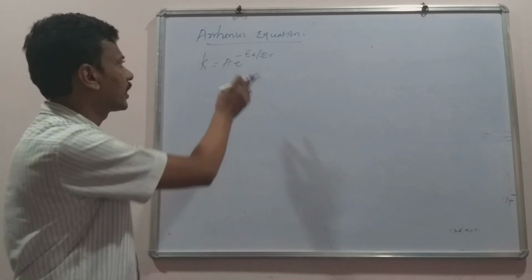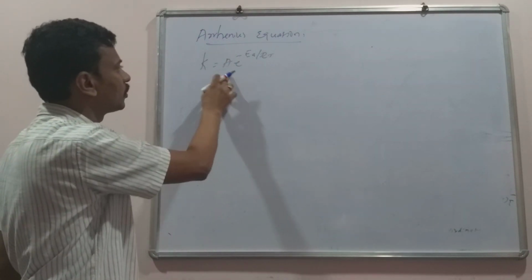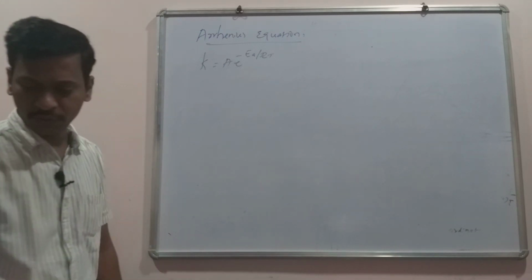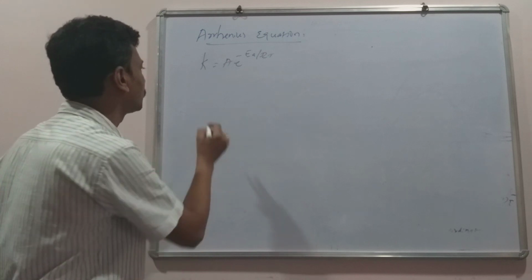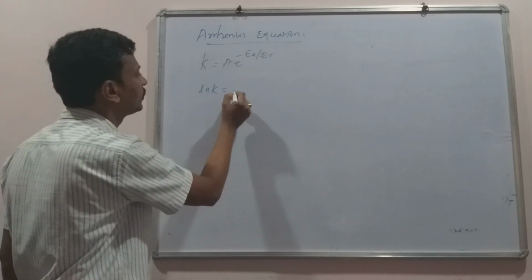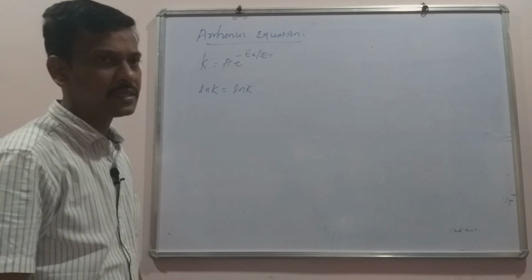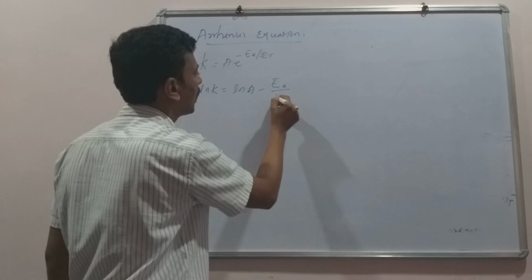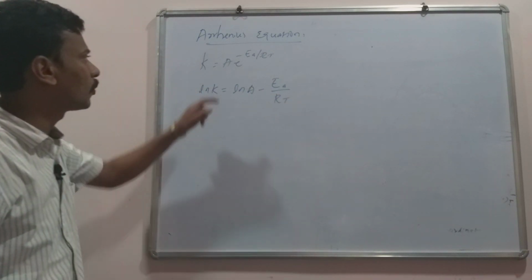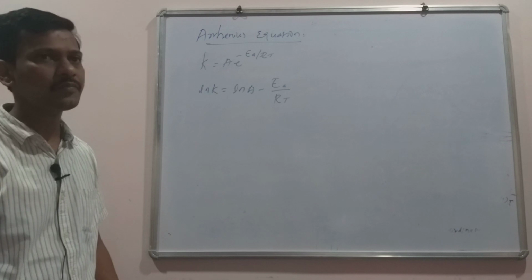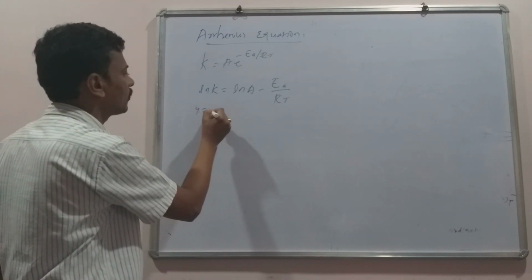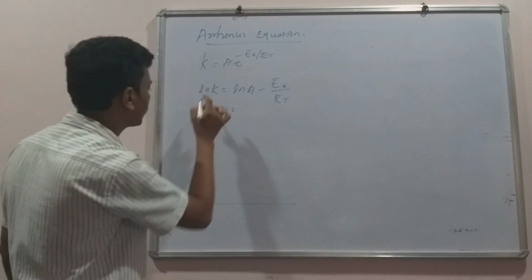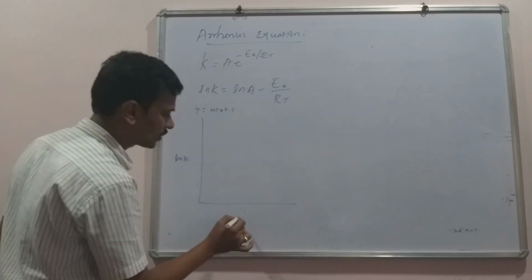Now let us again come to the Arrhenius equation. As I told you, k is equal to e raised to minus Ea upon RT. By taking the natural logarithm on both sides, ln k is equal to ln A minus Ea upon RT. It is one more form of the Arrhenius equation. This is an equation of the form y is equal to mx plus c, that is, the equation of a straight line. Again, by plotting the graph of ln k versus what?